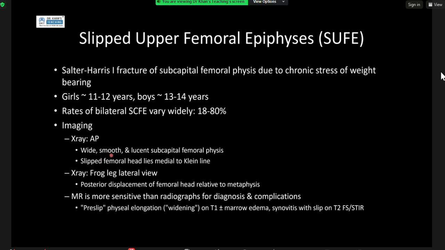And I find the asymmetry of the physis one of my more sensitive markers, because in early slips you may not be able to actually see the slip, but the frog leg lateral would be the more sensitive view compared to the AP view to look for the slip. And if still in doubt, then do an MRI, because what you're looking for is physeal elongation on T1, as I mentioned earlier, marrow edema, and of course synovitis. MR can also help you identify other lesions which may cause pain.